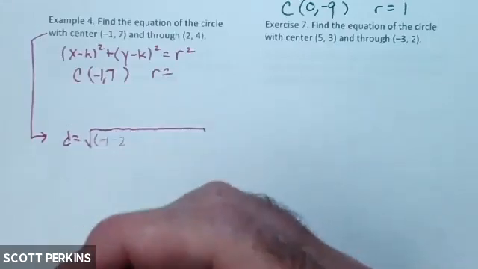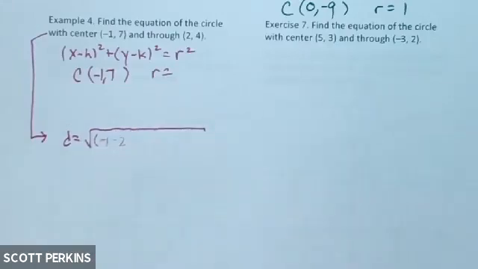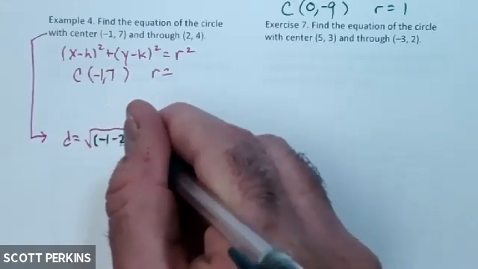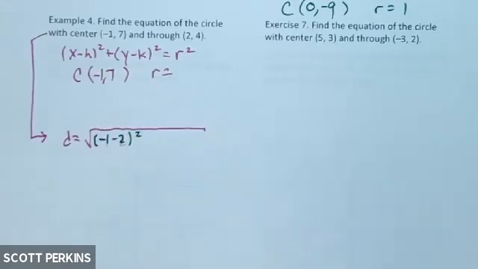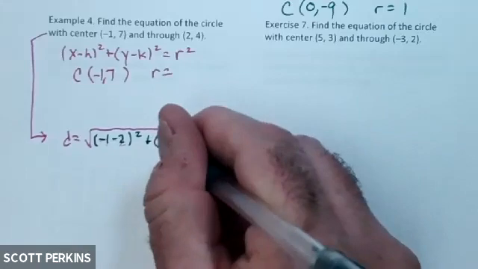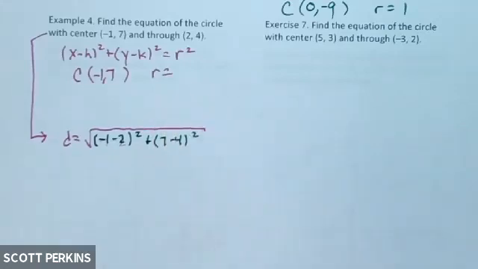That pen gave up on me. We're going to change colors here. Sorry. Negative 1 minus 2 squared plus, and then the difference between the y's, 7 minus 4. So 7 minus 4 squared.